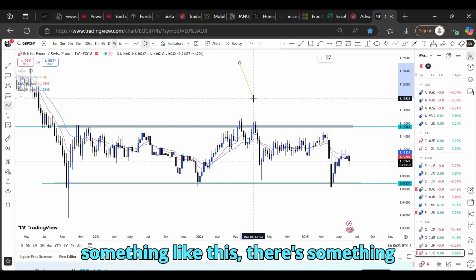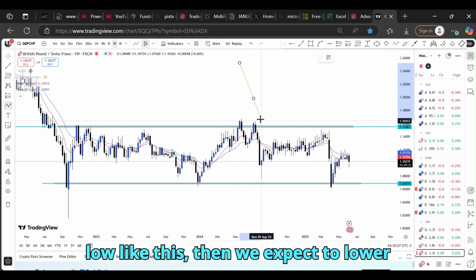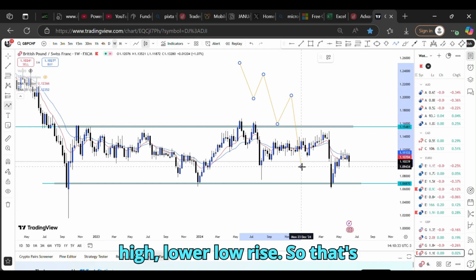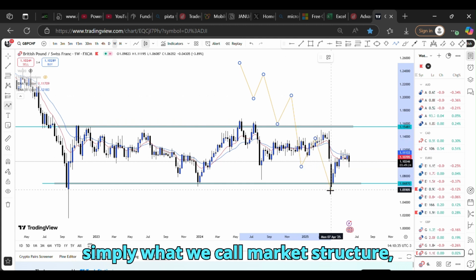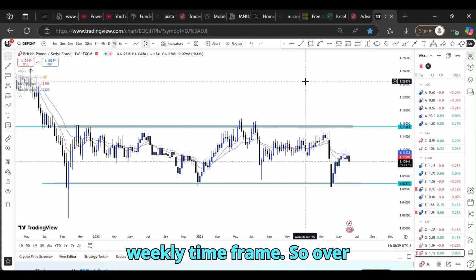When you see a move to the downward like this, we expect a lower high, then we expect a lower low, lower high, lower low. So that's simply what we call market structure. So you can see we are now on the weekly time frame.